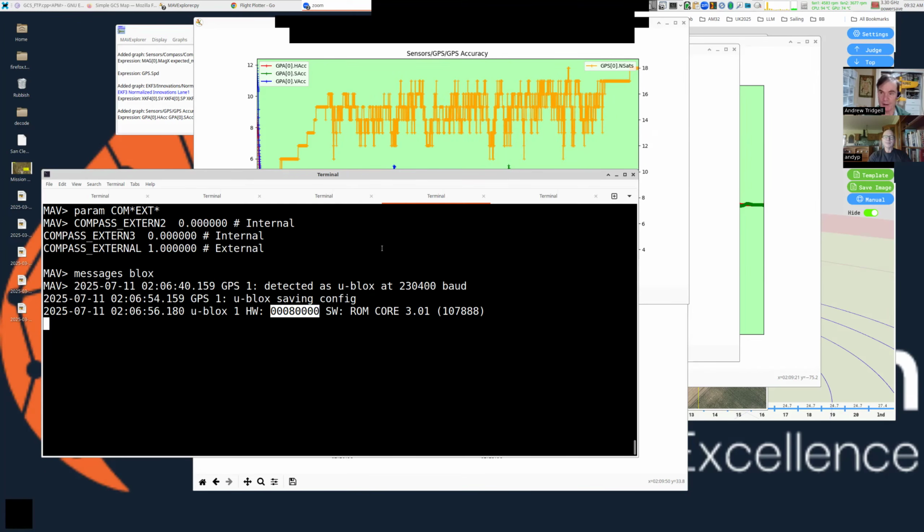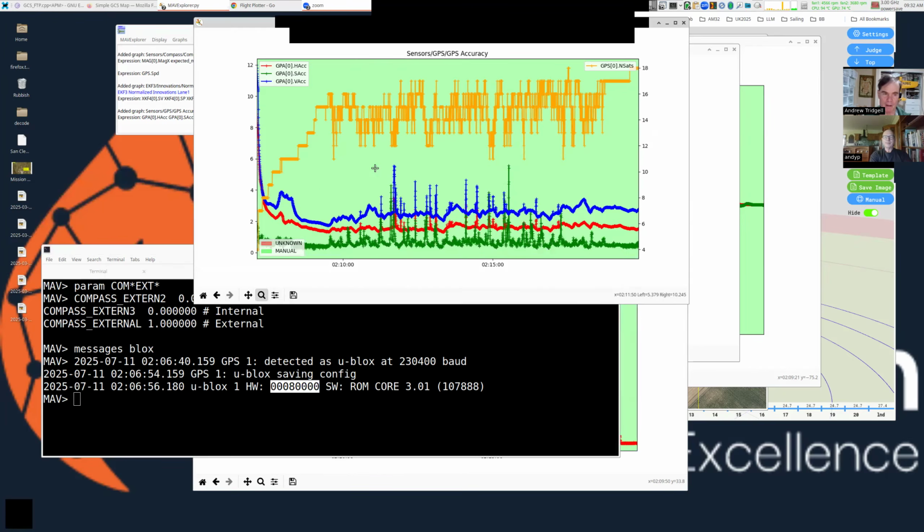But if you can afford it, an F9P is the gold standard. That's what you should be using, but it's heavy and expensive. But an M8 or an M9 is not a bad choice, and that's probably a significant reason why it actually ramped up to a reason of the satellites more quickly.